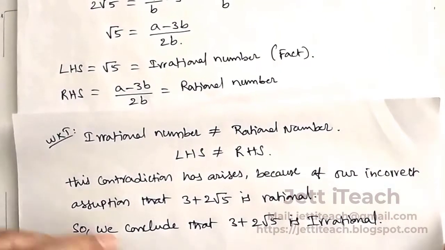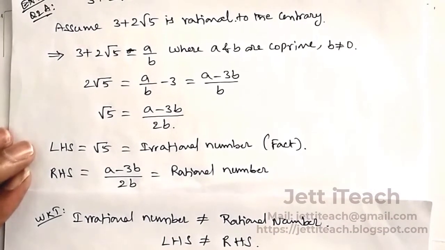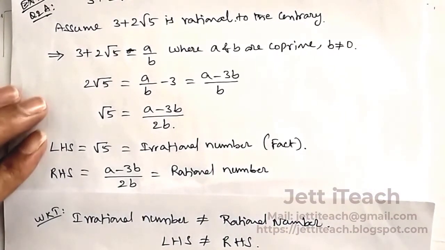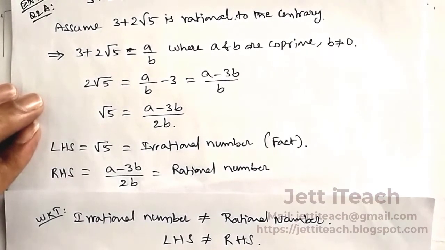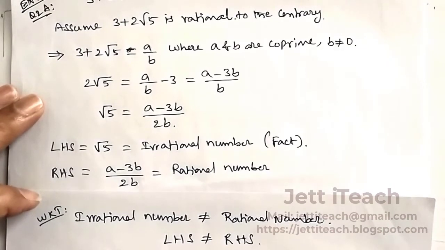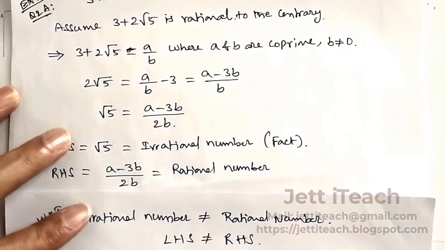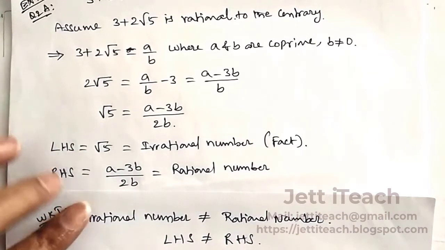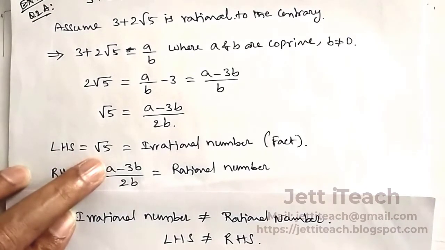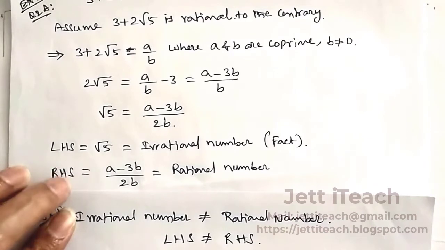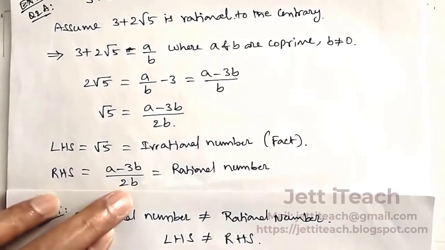Okay, let me explain this again. To prove this number, initially we assumed that this number is a rational number. So since it is a rational number, I wrote it in a by b form. After that I simplified and I separated the rational and irrational terms. So if you look at LHS, that is root 5, it is an irrational number, that we know, it is a fact. Okay, RHS, if you look at RHS, all terms are integers.